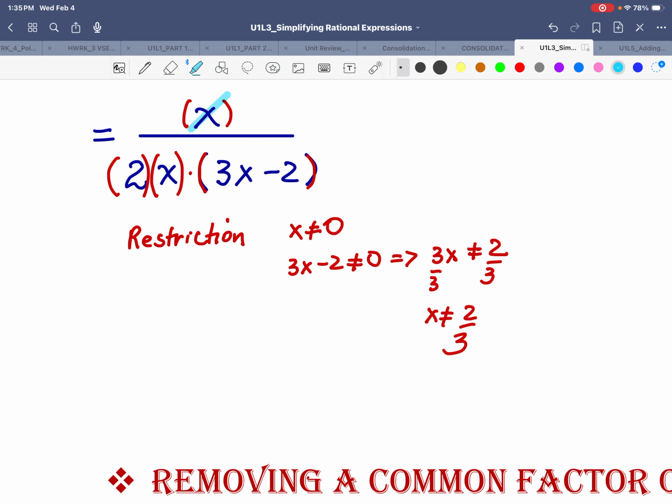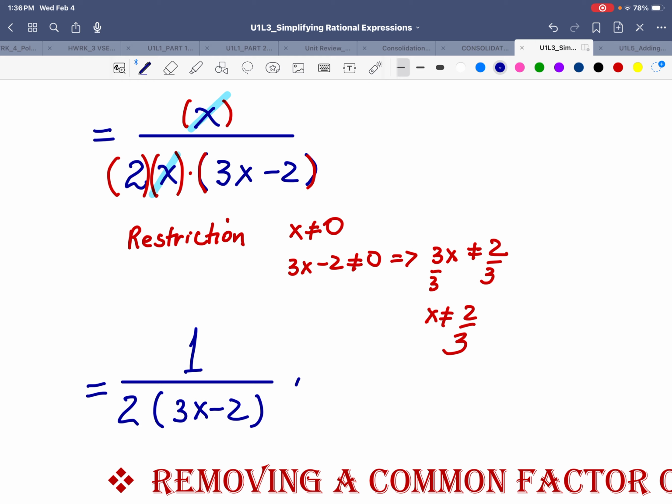So x will divide x in here. They're both factors, right? x divided by x equals 1. So in the numerator, you're going to have the number 1. In the denominator, you'll have 2 and then 3x minus 2. And on the side, we're going to add the restrictions that x has to be different than 0 and different than 2 over 3. And we're done.